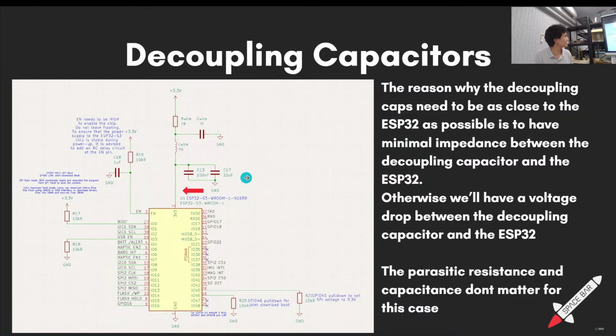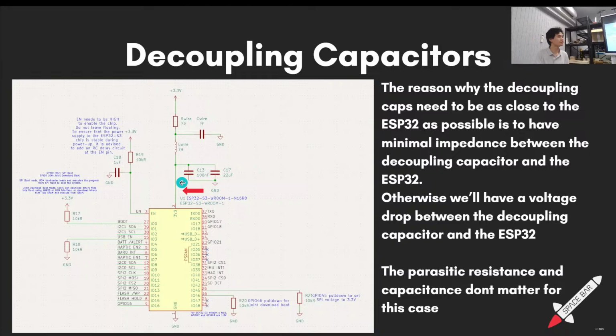I've got two decoupling capacitors. I've got 100 nanofarad and a 22 microfarad. This is the kind of size of farad that you're going to see. You're not going to find 1 farad, okay? The reason why I have done this is because this 100 nanofarad is placed really close to my ESP32, and the 22 microfarad is further away.